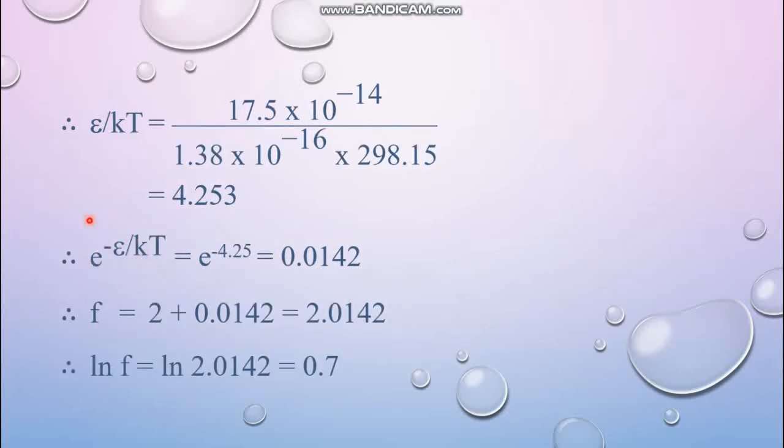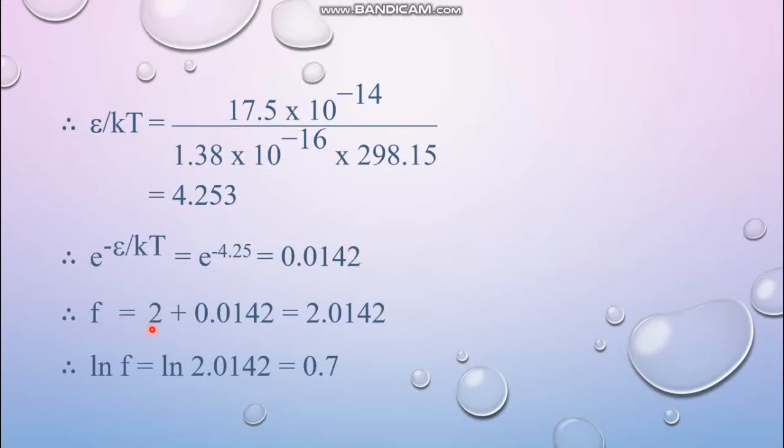So in order to find out the value of the Boltzmann factor e to the power minus epsilon by kT, we have to find out the value of epsilon by kT first, and in this regard we have put the value of epsilon 78.5 into 10 to the power minus 14, and the value of k 1.38 into 10 to the power minus 16, and the value of T 298.15 Kelvin, and the result is 4.253. So the e to the power minus epsilon by kT value should be e to the power minus 4.253 equals 0.0142.